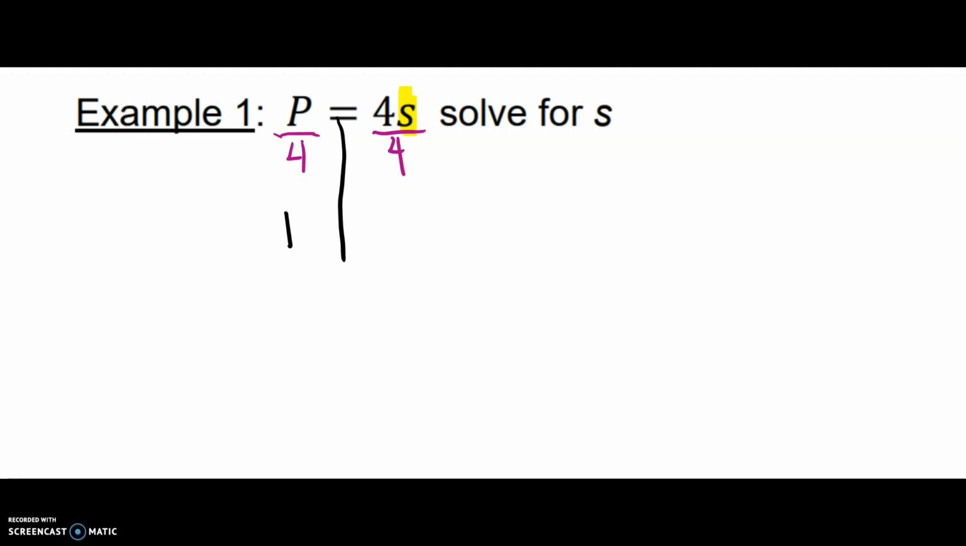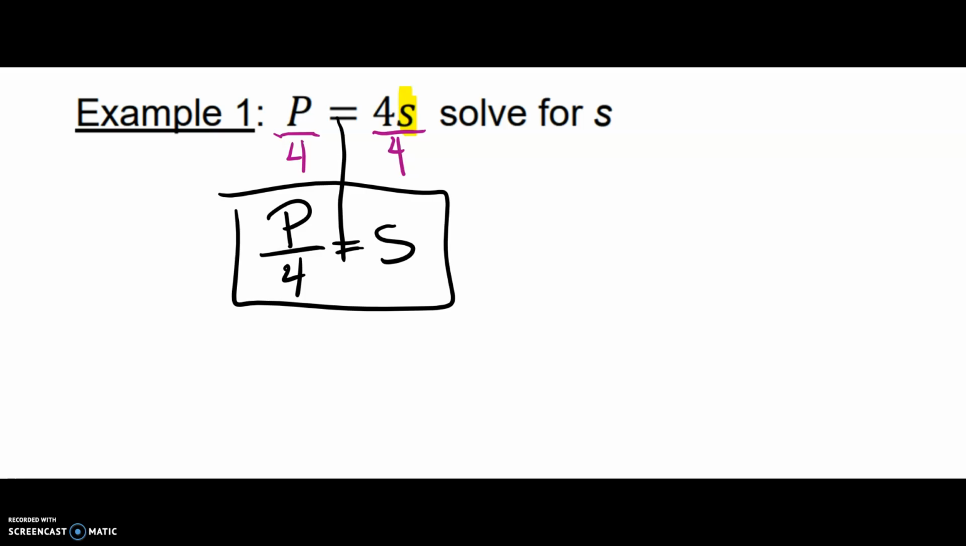And then I have this fraction p/4. I cannot reduce that fraction anymore. That's all I can do with that. So I'm going to leave it as p/4 is equal to s, because on this side we have 4 divided by 4, which is 1. So we're left with just 1 s on the right side. And that's all we can do. There's no other way that we can simplify that further or reduce that fraction.